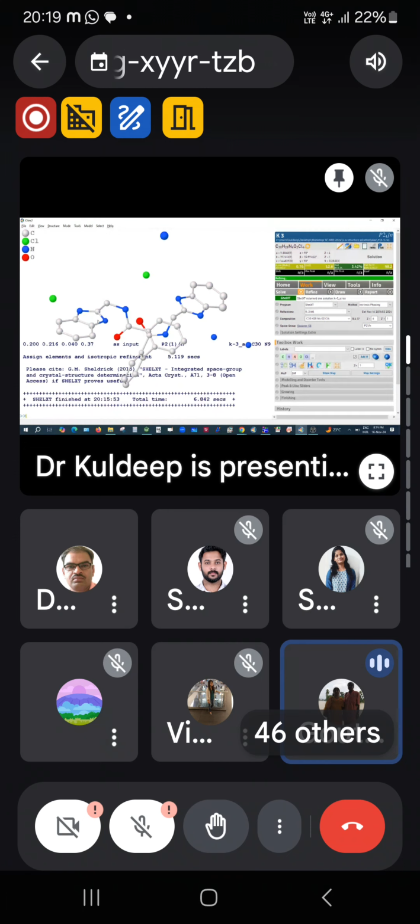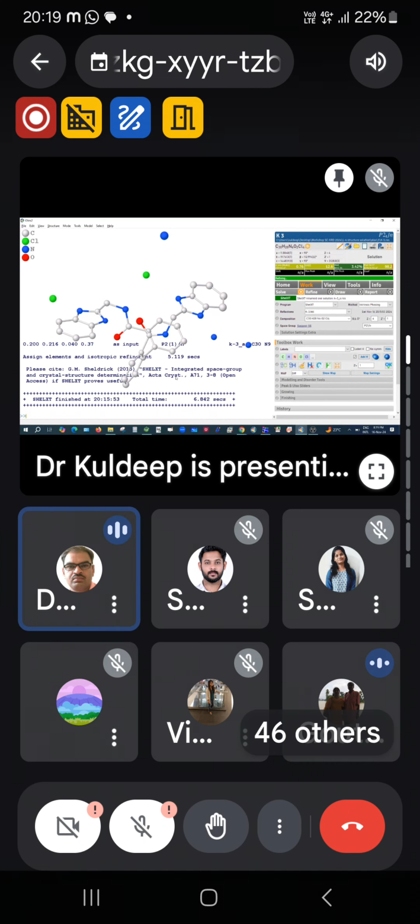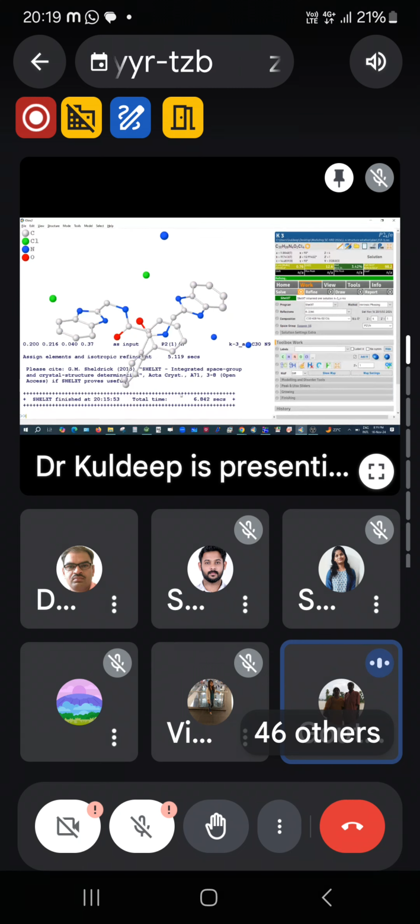Sometimes it is not possible. You have to do the data collection two times. Yes, that's why I will always prefer, if you have a choice between low and room temperature data, always collect low temperature data. Yes, yes. Thank you. Okay.